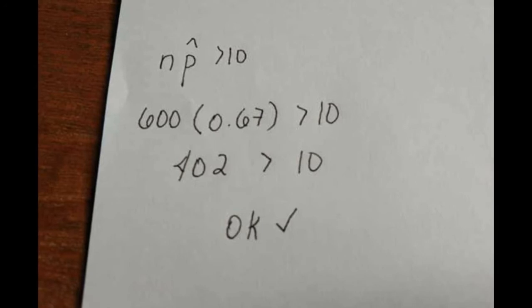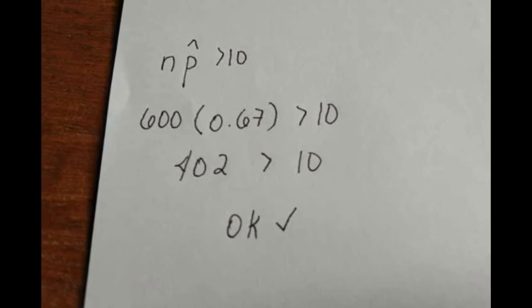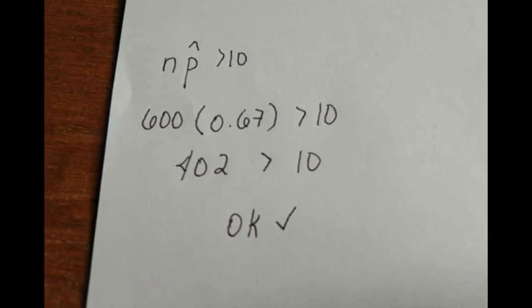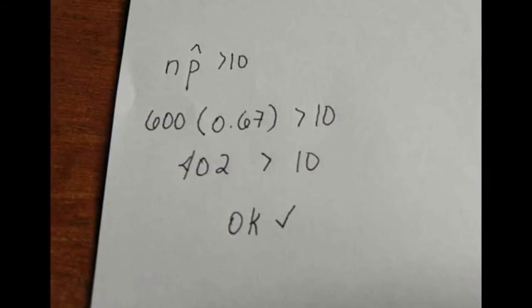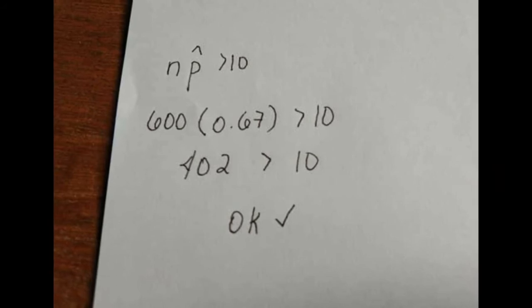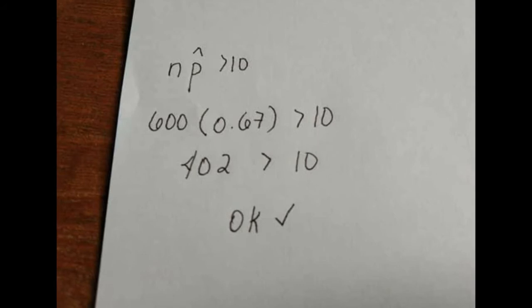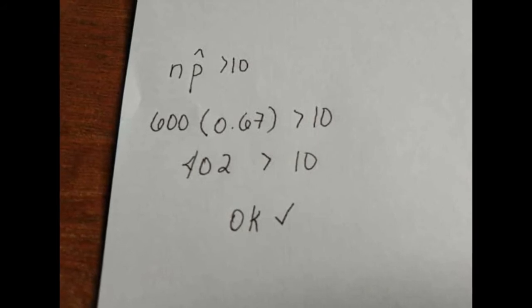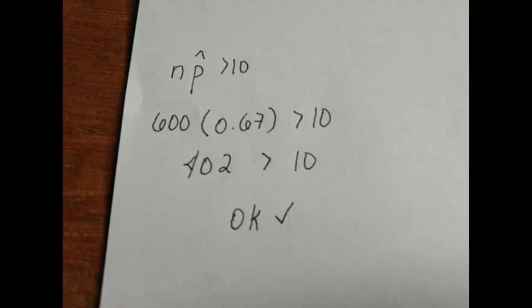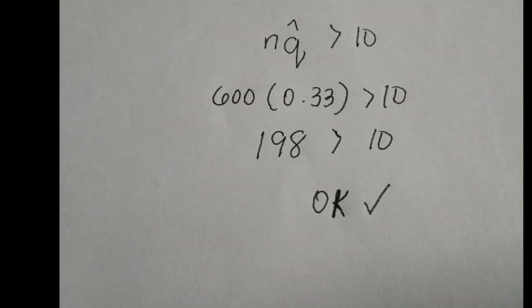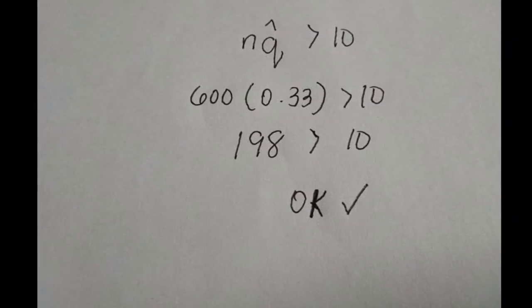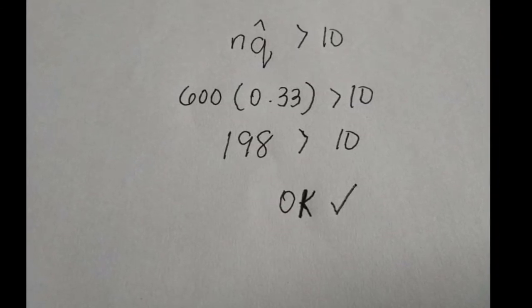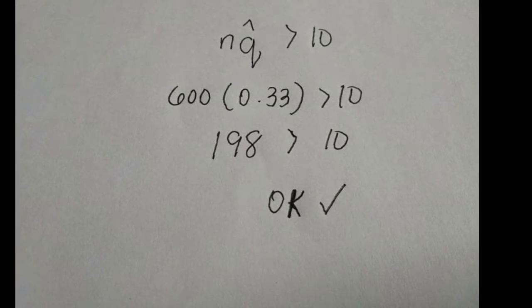Next is normality. There are 2 conditions under normality, and these are n times p hat is greater than 10, and n times q hat is greater than 10. If the answers satisfy the formula, we can conclude that the distribution we are going to use is the z distribution. Let's substitute the values for n times p hat, which is 600 times 0.67. The answer is 402. So 402 is greater than 10, so it is okay. Next is n times q hat, which is 600 times 0.33, and the answer is 198. 198 is greater than 10, and that is okay. So we pass the normality.